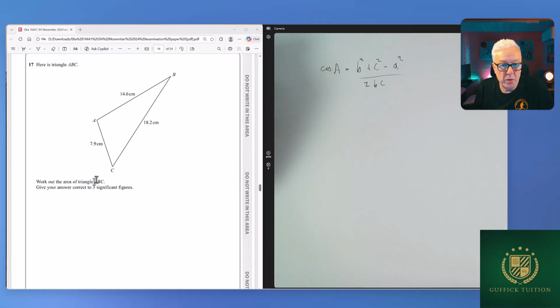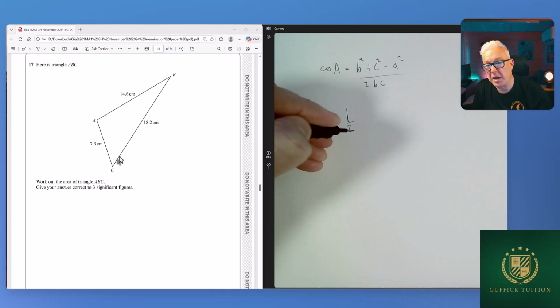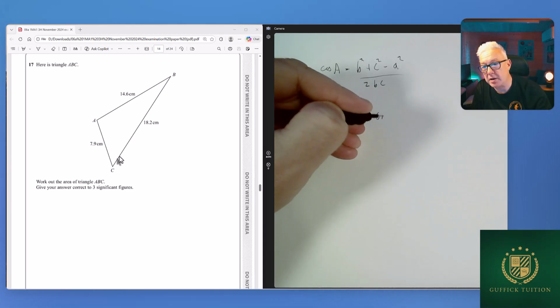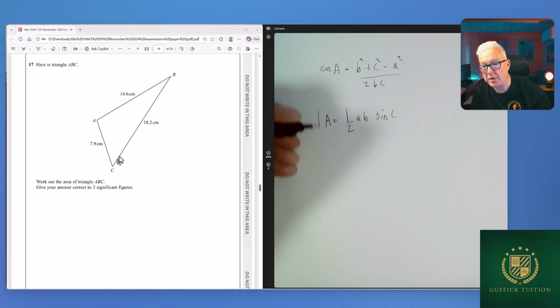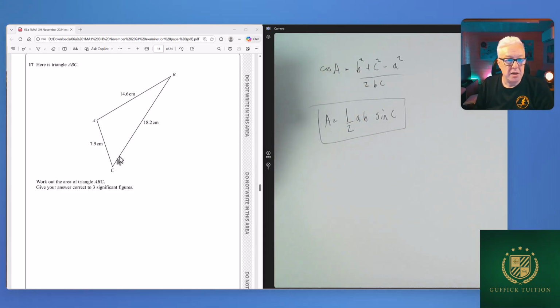And the reason that we want to find an angle here, it doesn't matter which one we find, we could find A, B or C. The reason we want to find an angle is because as soon as we've got an angle, we can use the formula for the area of a triangle, half ab sine C. So if we calculate an angle, we can basically then use that formula. Okay, so I'm just going to work out the angle at C. I literally could have worked out the angle at A, or I could work out the angle at B.